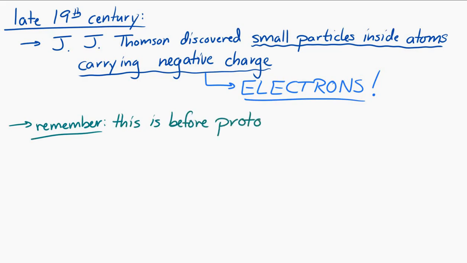That seems kind of strange because we learn about protons, neutrons, and electrons together. But J.J. Thomson did not know anything about protons or neutrons. He just knew that there were atoms, and inside of atoms there were electrons.